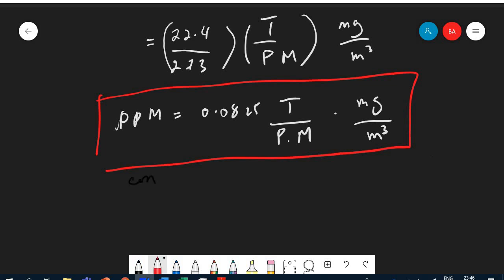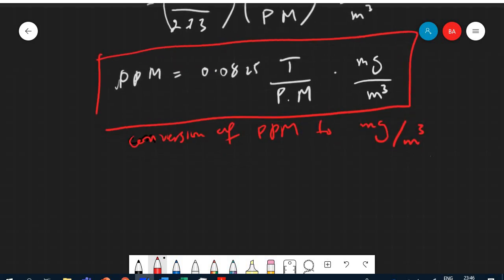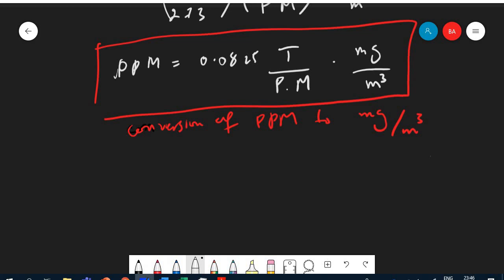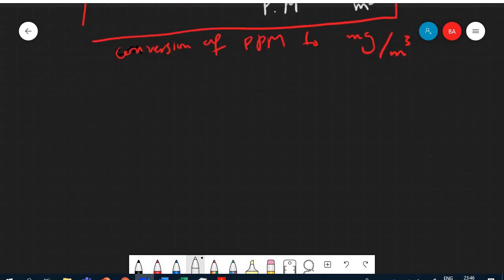Okay, sorry about that. This is the conversion of ppm to milligram per meter cube. Okay, so that's the whole story. That was not a big deal about this question, but this is how we had solved the first question. Now the real question that is related to toxicology, the things that you're going to be really using.